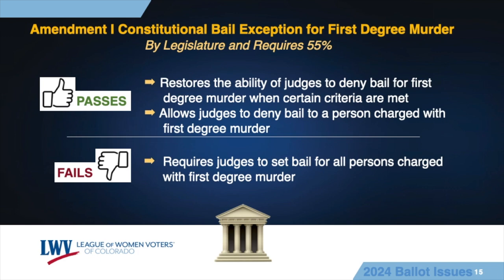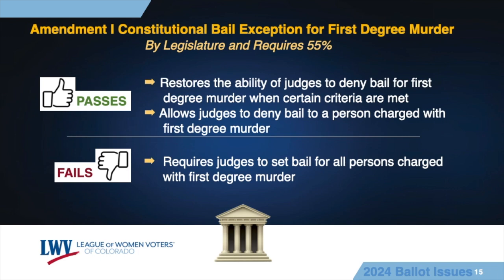It allows judges to deny bail to a person charged with first-degree murder. What if it fails? It requires judges to set bail for all persons charged with first-degree murder. Why is it on the ballot? This fixes an unintentional consequence of Colorado's abolishment of the death penalty, as there is no longer an exception to the bail requirement for first-degree murder, and differing interpretations emerged on whether or not a judge must set bail in these cases.